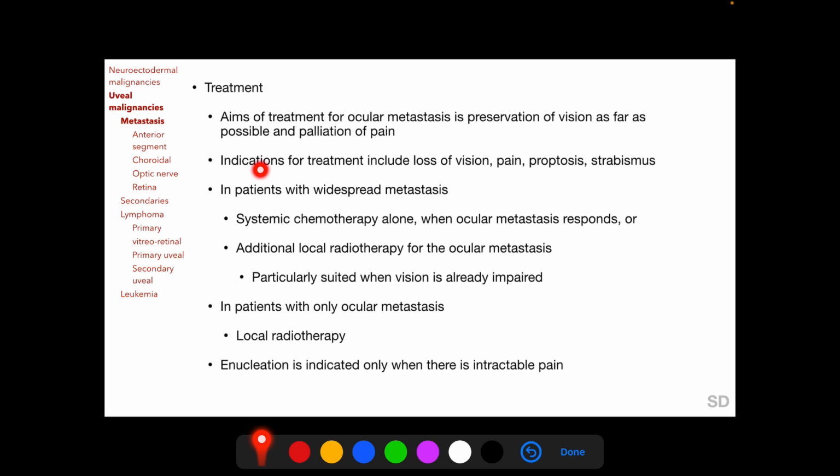Indications for treatment of ocular metastasis include loss of vision, pain, proptosis and strabismus. In patients with widespread metastasis involving multiple organs in the body, systemic chemotherapy is given alone when ocular metastasis responds to the systemic chemotherapy. Otherwise, additional local radiotherapy is administered for the ocular metastasis. In patients with only ocular metastasis, local radiotherapy alone may suffice, and enucleation is indicated when there is intractable pain.